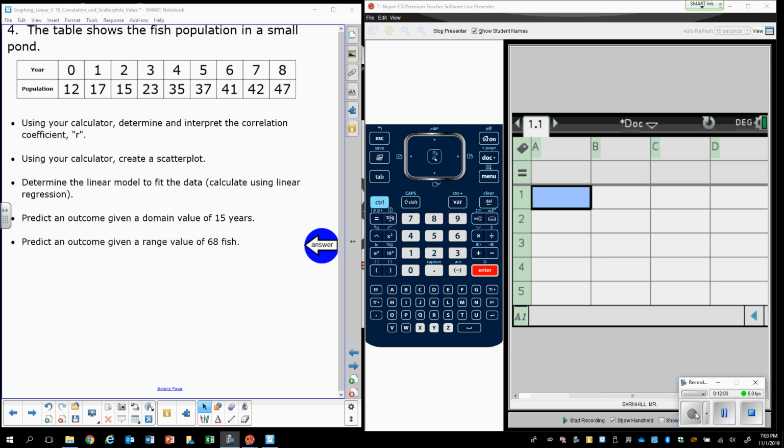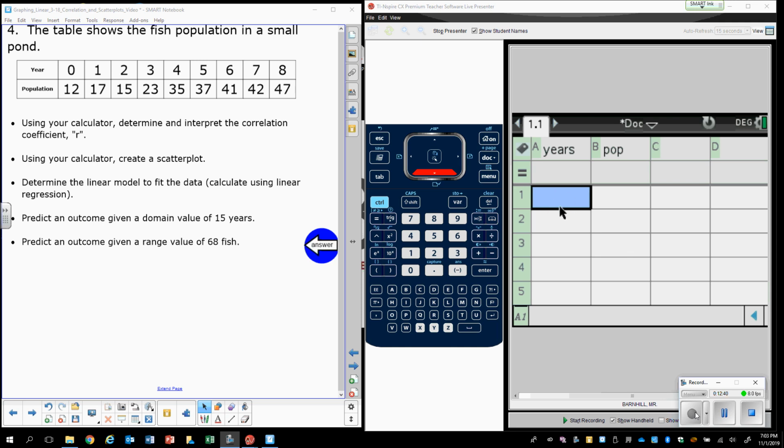In Lists and Spreadsheets, we're going to go up into this column, and we're going to label it the way that it's labeled on our problem. So in the A column, we're going to type in years, so that we know that this column represents years. In our second column, we're going to represent the population. So I'm just going to put pop for population. I don't have to type in the whole thing, but I know that whatever values I put in for A are going to represent the number of years, and for B are going to represent the population.